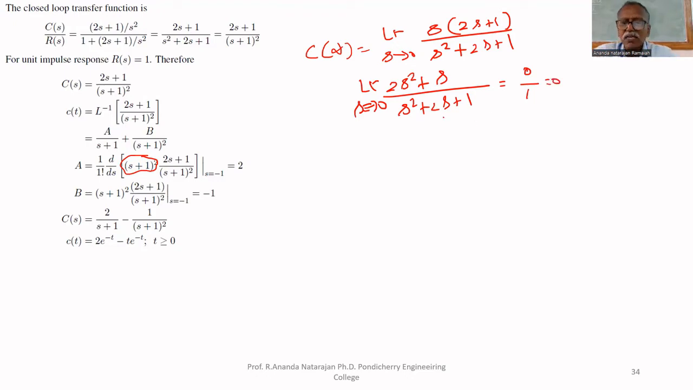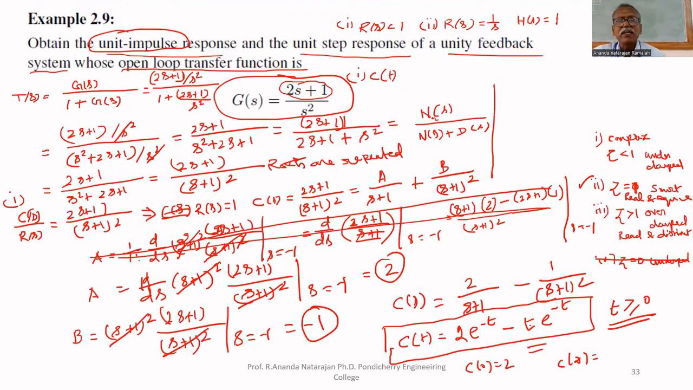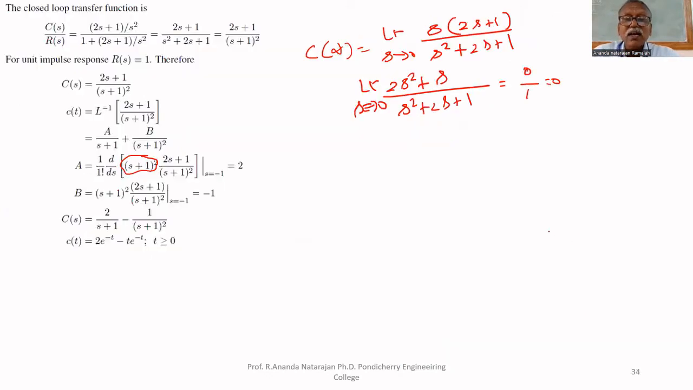But here, if you substitute infinity, you are thinking that it is infinity minus infinity. It is not so, because this is infinity, this is 0. 0 multiplied by infinity is undefined. That's why you have to find the limiting case. So while finding this, the final value theorem will be very much useful.